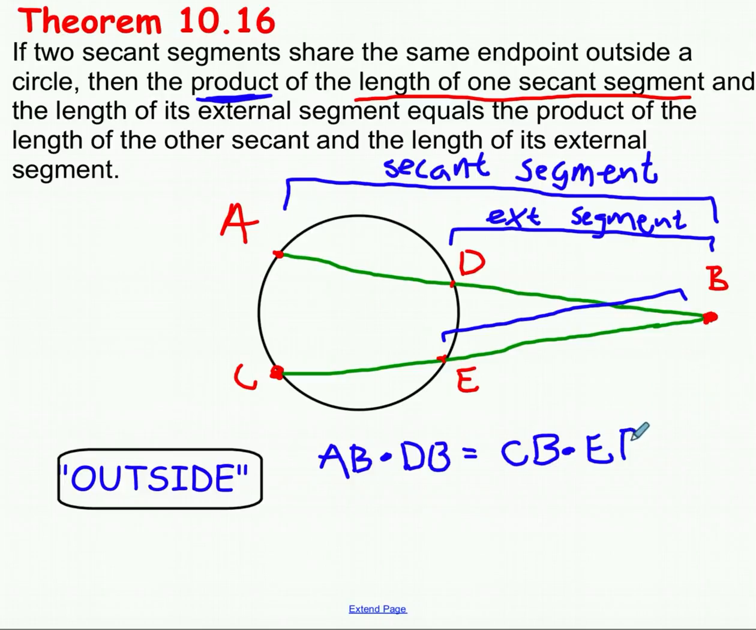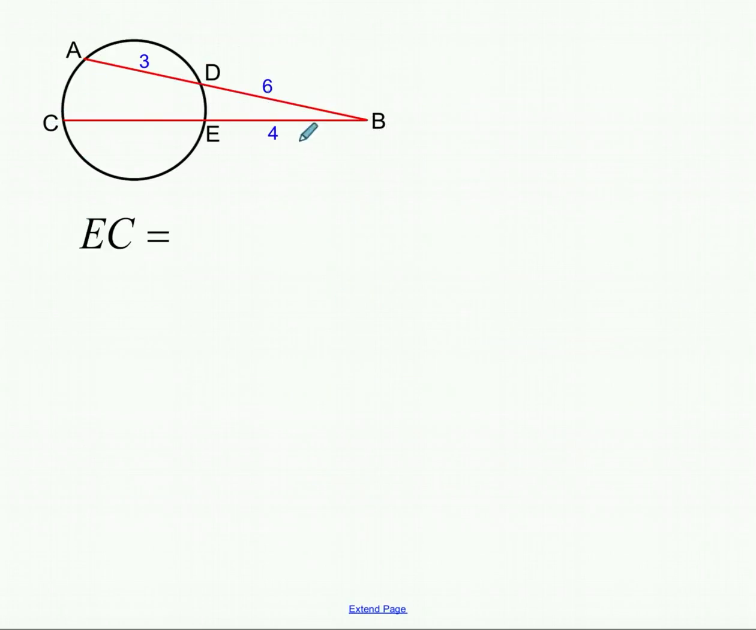Okay, so this is how we can use secants to solve for different lengths when they intersect outside of a circle. Let's practice this right here. Here we have two secants intersecting outside of a circle, and it's asking us for the length of EC. We don't know the length of EC, so what do we do when we don't know the length of some segment that we're looking for? We call it X. And then now we need to use theorem 10.16 to solve for this.